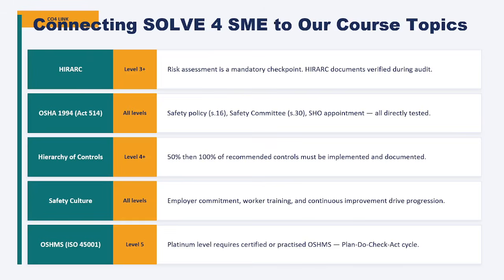Safety culture. The entire stepwise progression is a model for building safety culture. Level 1 is commitment from the top. Level 2 is policy and committee formation. Level 3 is active risk assessment. Level 4 is systematic management. Level 5 is full OSHMS. This is safety culture growing from awareness to excellence.